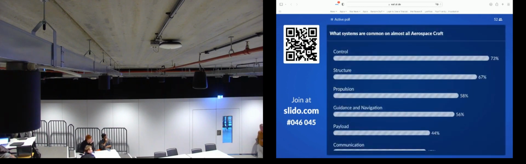What systems are common to almost all aerospace craft? So 73% of you put control. Do weather balloons have control systems? Nah, they don't. Some do, actually. They have systems that vent gas. It's a passive control to keep it at an altitude for a long time, but a lot of them just go up and pop. That's all they do. So control, some do, some don't.